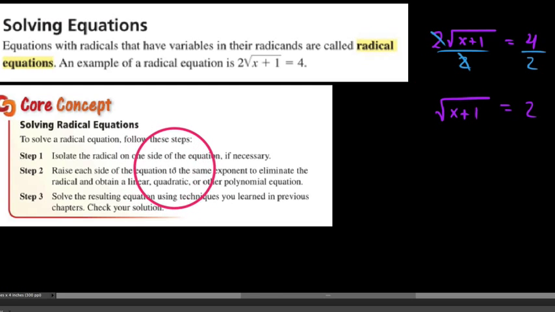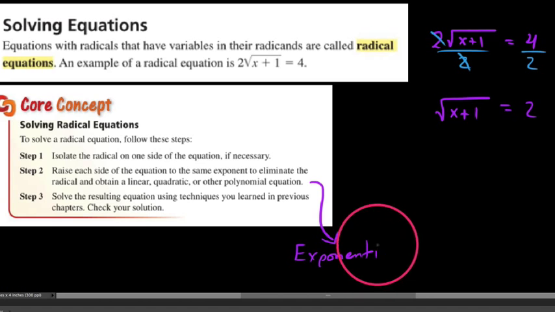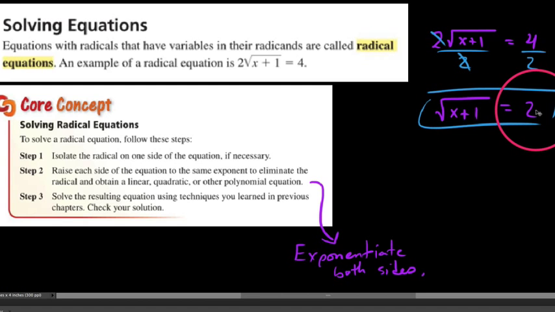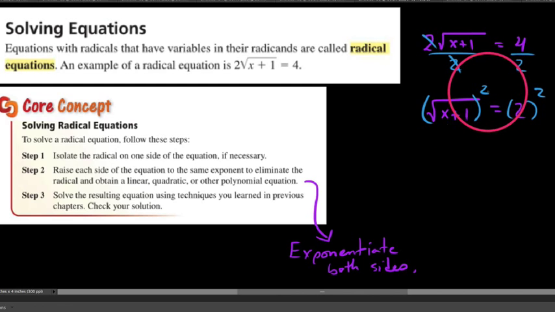Now, raising each side of the equation to the same exponent is really wordy, so we're going to give this a name. When you raise both sides of an equation to an exponent, we're going to call this exponentiate. So we're going to exponentiate both sides. The idea here is this: if you consider the fact that these two things, the square root of x plus 1 and 2, are identical, they're the same thing, then it's fair to say that if I raise both sides to the same power, I would still have equality. So this is still equal, and what I've done here is exponentiate both sides to the power of 2.